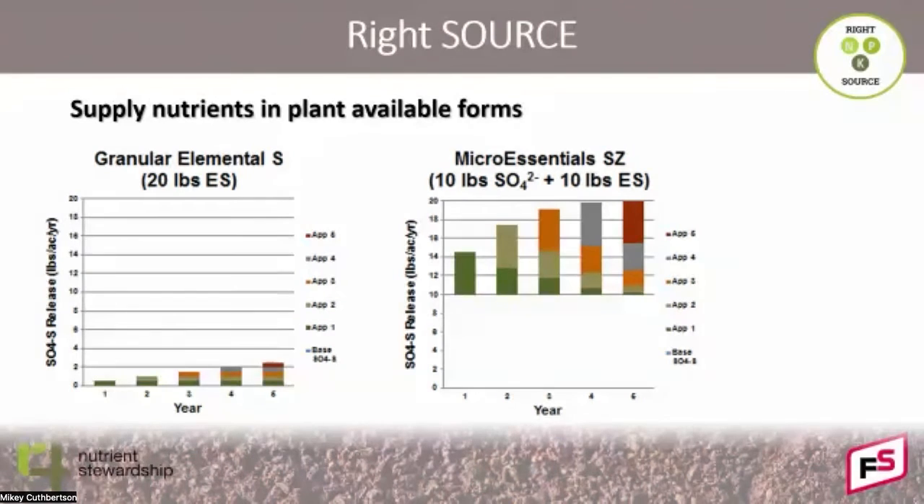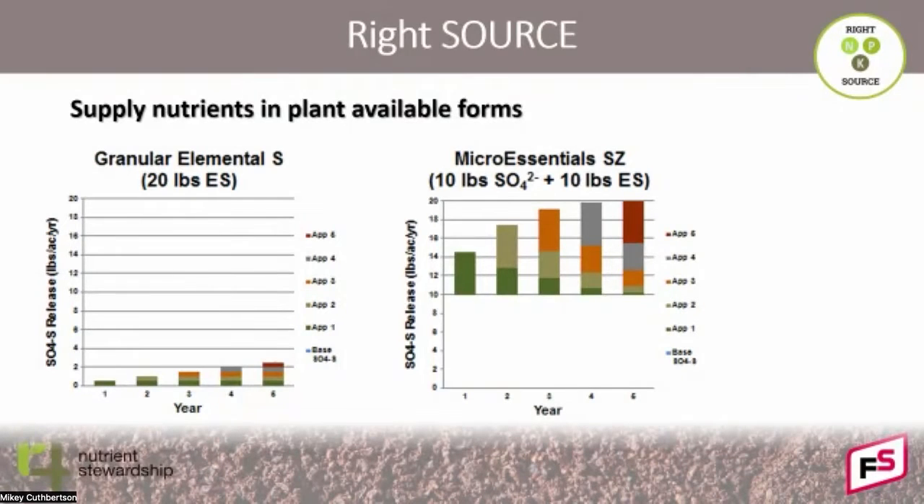So looking at the right source, one component of right source would be supplying the nutrients in plant available forms. So that source of nutrient that we are applying, we have to understand how it works. And a great example to explain that is sulfur. There are different forms of nutrients, sulfur being one. There's an elemental and a sulfate form of sulfur. Elemental, there's a little bit that is available in that first year, but you're more applying it so that the crop has it in consecutive years, whereas the sulfate form is available right now for that crop.